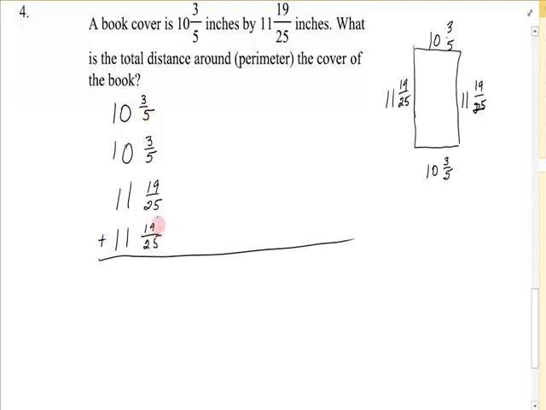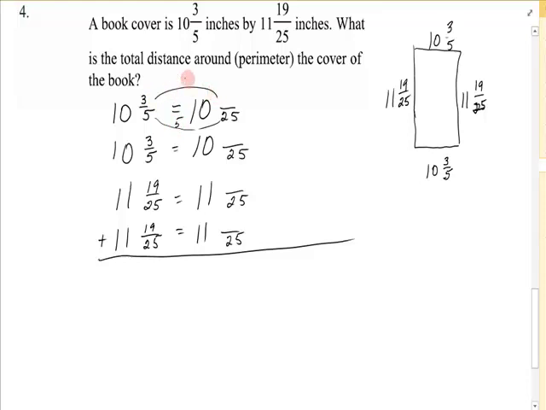The common denominator is the larger denominator of 25. So I'm going to have 10 and some 25ths, 10 and some 25ths, 11 and 25ths, 11 and 25ths. 5 goes into 25 5 times, and 5 times 3 is 15. The same thing for this one. The last two, the denominator stays the same, so does the numerator. So those 19s will come over.